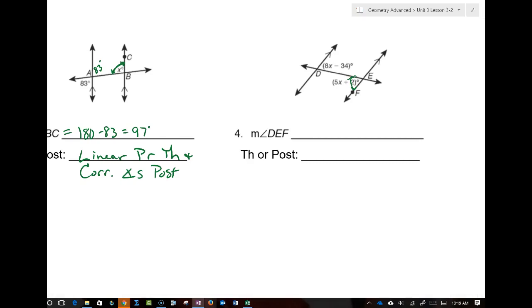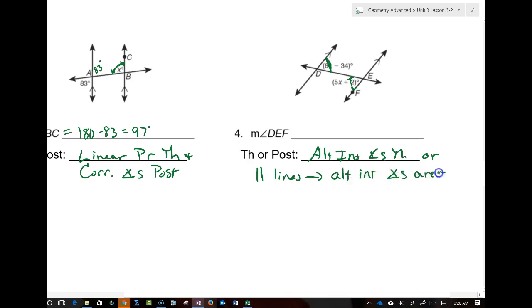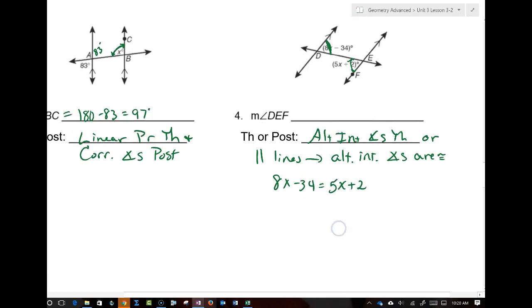Awesome. All right, guys, what do I use here? Corbin? You do the alternate interior angles theorem. Yep. So I'm going to use my alternate interior angles theorem because if it's parallel lines, now remember, you don't have to write both of these down. If parallel lines, alternate interior angles are congruent. Now, you set it up, guys. I get 8x minus 34 is equal to 5x plus 2. We're going to solve it. We get here 3x is equal to 36. X is equal to 12.